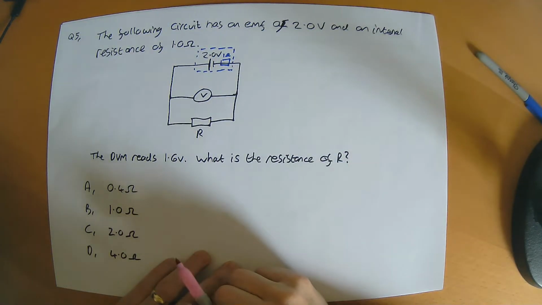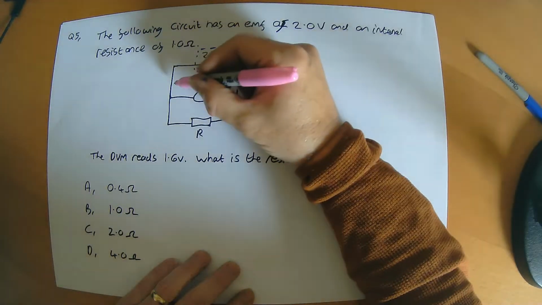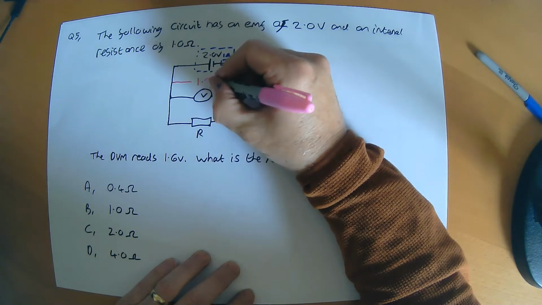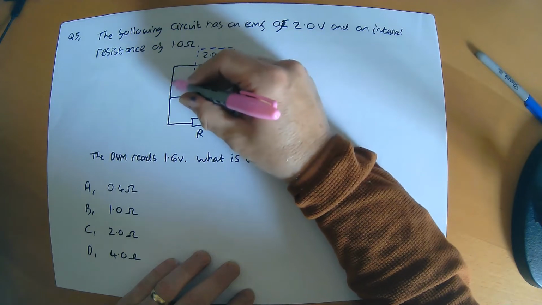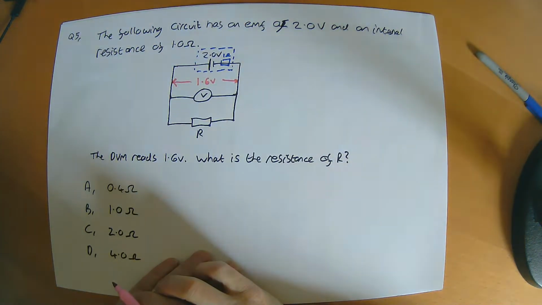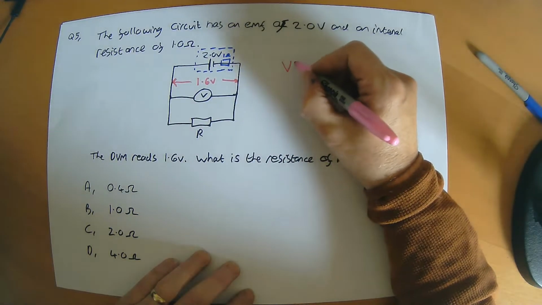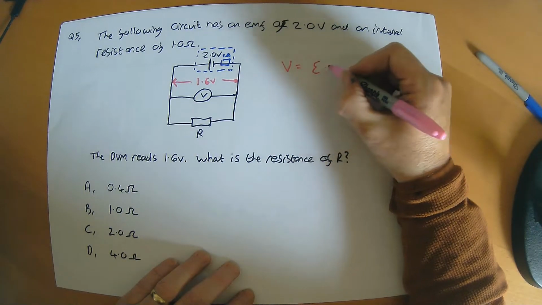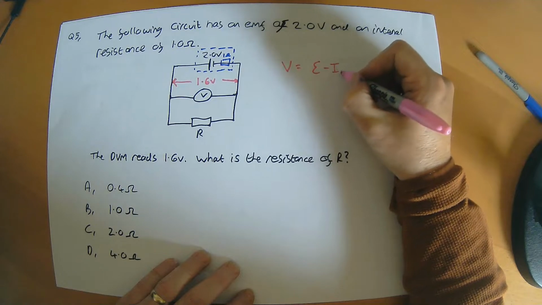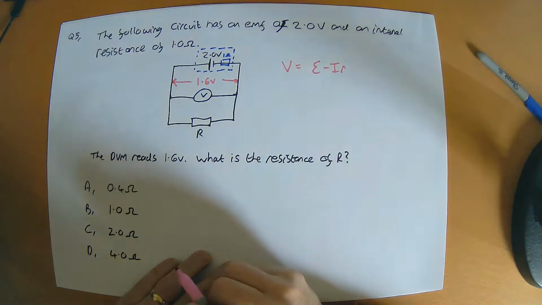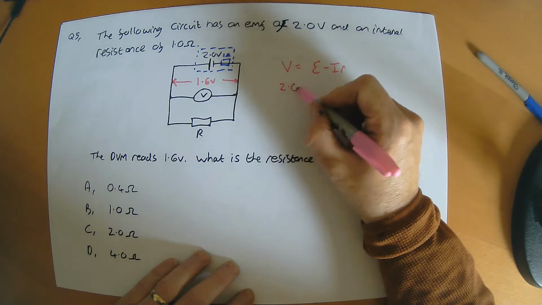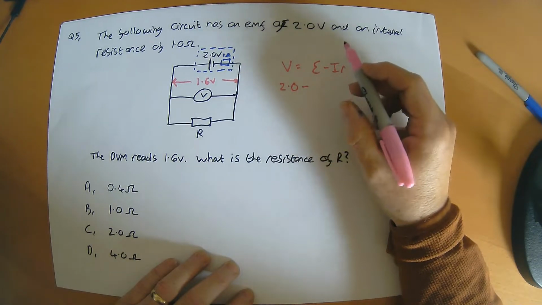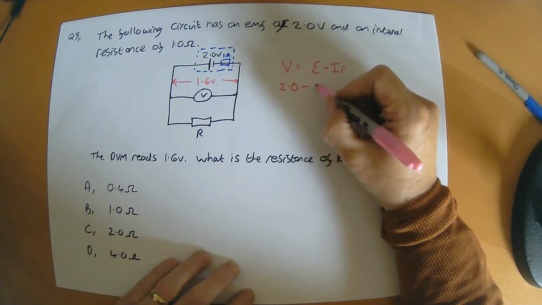This internal resistance question then relies on the difference between the 2 volts, which is the EMF of the cell, and the 1.6 volts, which is the terminal PD. And remember that the terminal PD is equal to the EMF minus the current times the internal resistance. Now we know that the EMF is 2, and we know that the internal resistance is 1.